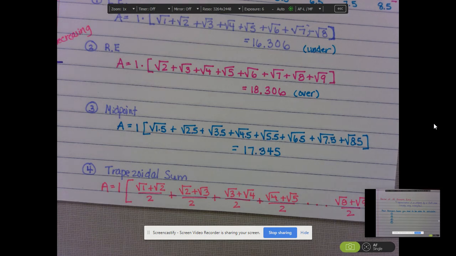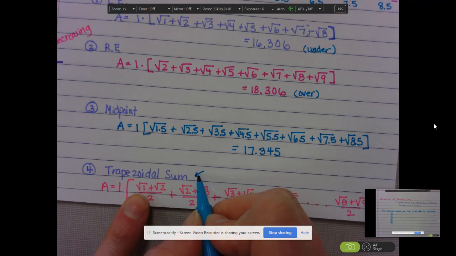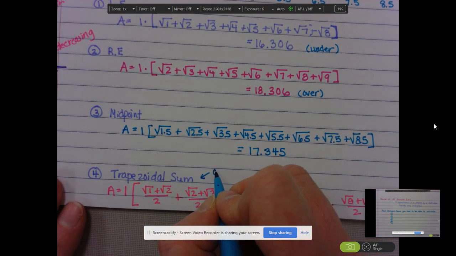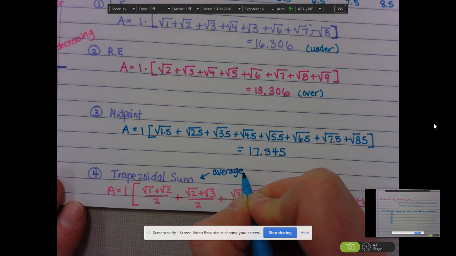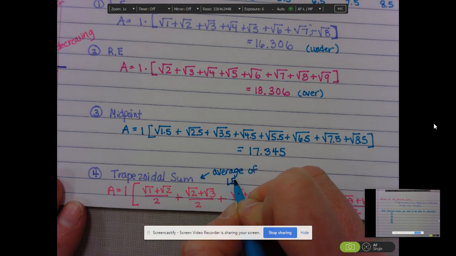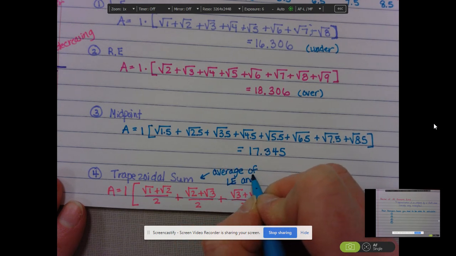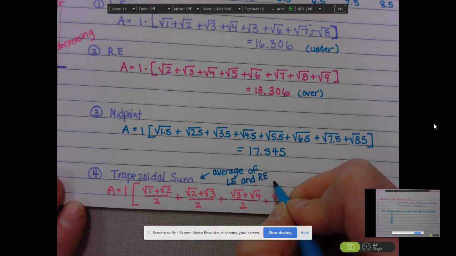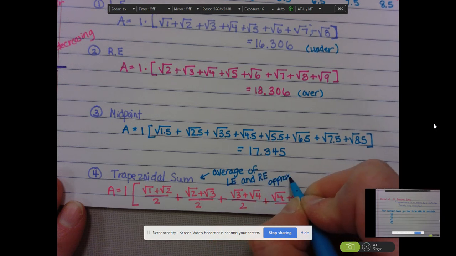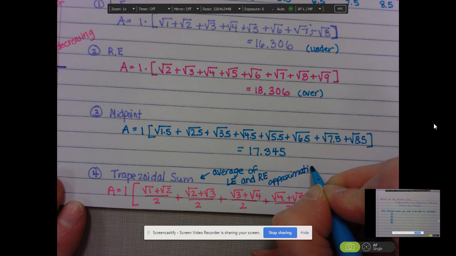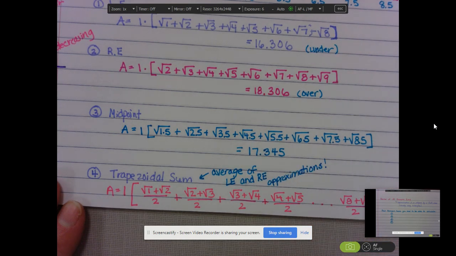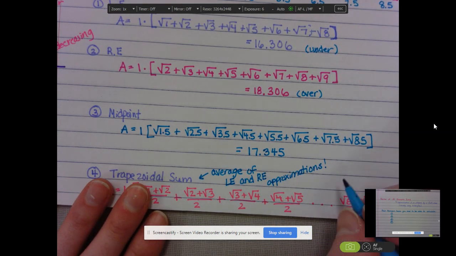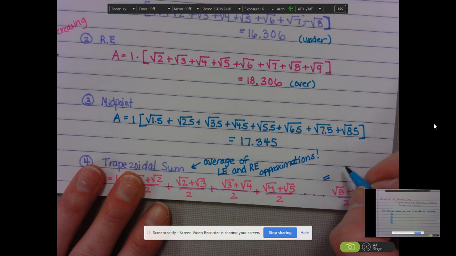So your trapezoidal sum is actually, if you look at the way it's working, this is really the average of your left endpoint and right endpoint approximations, not the midpoint. So when this gets all nice and calculated, I'm running out of my paper space, that gets us another approximation.